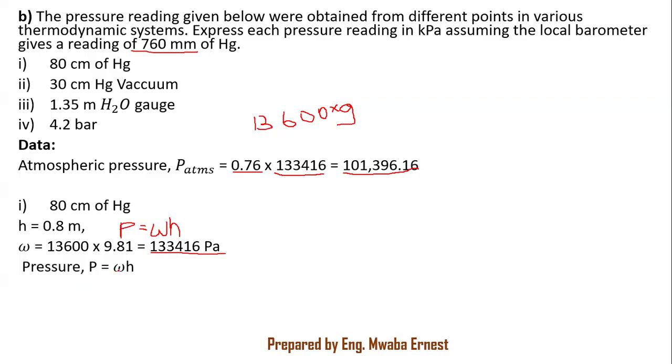From this formula, we substitute. Our specific weight is 133,416 multiplied by the height, which is 0.8. Our answer is 106,732.8 pascals. Let's express that in kilopascals: 106.733 kilopascals. The question was saying that all the answers should be expressed in that unit.